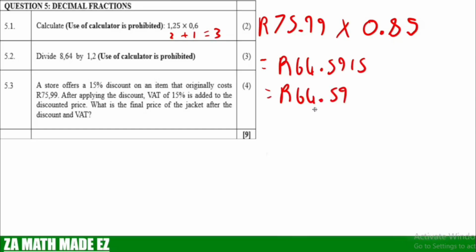And now we must calculate the VAT. VAT is value added tax. Remember, value added tax, so you are increasing the amount by 15%. So you times this amount by 1.15, that's taken from the VAT. When you punch that in your calculator, you get 74.28. This is the final amount of the jacket after the discount and the VAT are taken into account.